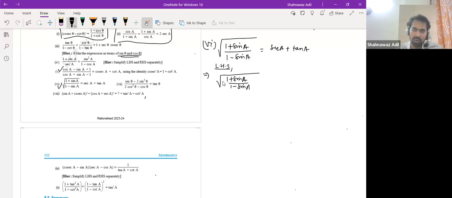So what are these quantities? 1 plus sine a divided by 1 minus sine a. What is this? In your homework, you have already done this problem, but in a different way. You sent me your homework and this was exactly the question that you did. The only difference was that there was a cos a.